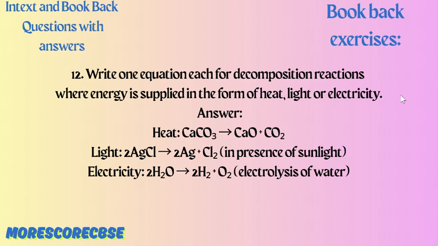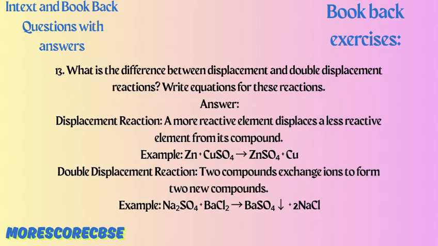Next, write one equation for each decomposition reaction where energy is supplied in the form of heat, light or electricity. So for heat, we know the example of calcium carbonate. On applying heat, it becomes calcium oxide and carbon dioxide. And AgCl is used in black and white photography. Silver chloride is broken down into silver and chlorine in the presence of sunlight. And for electricity, we know the electrolysis of water, where 2 molecules of water are broken down into hydrogen and oxygen.